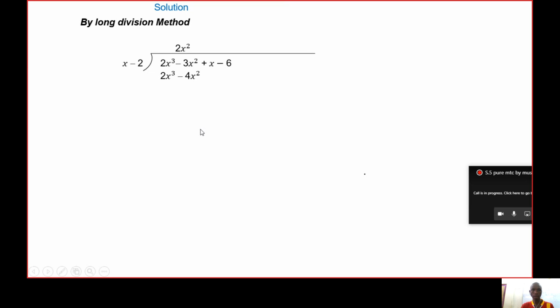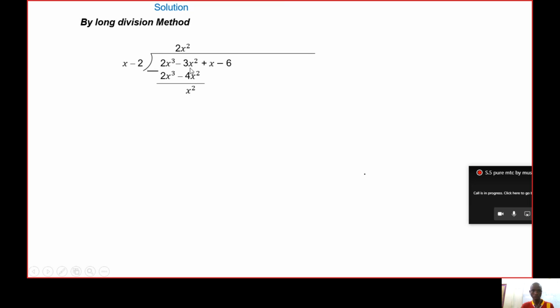And when you reach there, since this term is the same as this one, what do we do? We subtract. So 2x cubed minus 2x cubed, we get nothing here. Then negative 3x squared minus negative 4x squared. Negative and negative will become positive, so negative 3x squared plus 4x squared, we are going to get positive x squared.